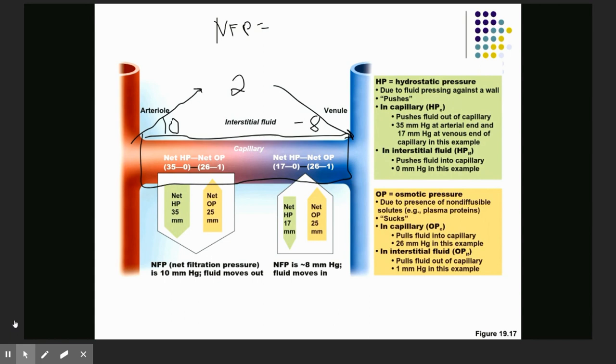So what does that mean? Does it mean more fluid came out than what went back in, or more fluid went in than came out? More fluid is filtered than is reabsorbed. So in other words, every time blood comes through here, some fluid is going to come out that does not go back in. Some of that fluid is going to stay.